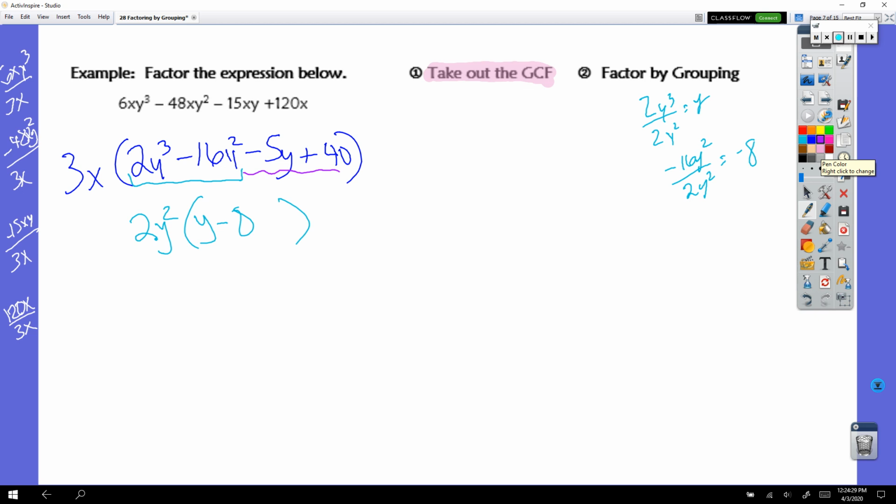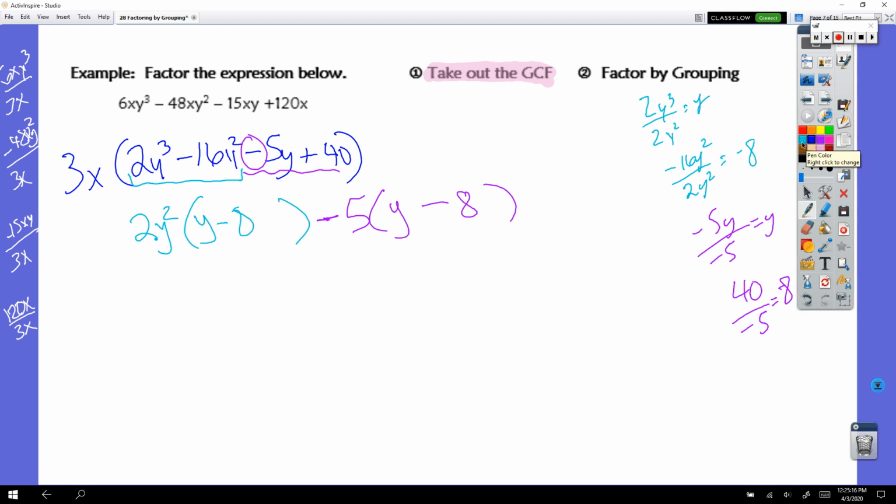Alright, I have to use the third term's sign, so I'm going to write down a minus. Now I'm looking at the 5y and the 40, and I'm noticing that both of those terms can get divided by 5. So now I'm thinking negative 5y divided by negative 5. That's a y. And I'm thinking 40 divided by negative 5. Again, I'm choosing to divide by negative 5 because of the negative sign that we saw in that third term. So that looks like a pretty typical kind of thing.